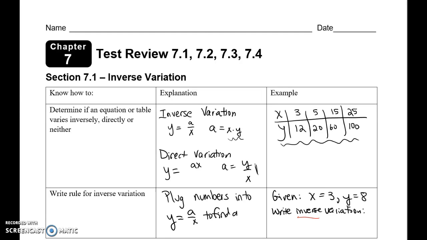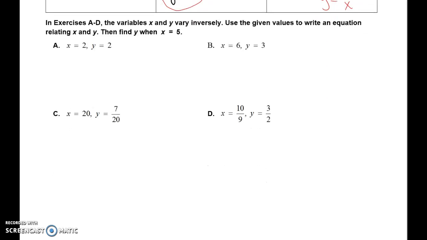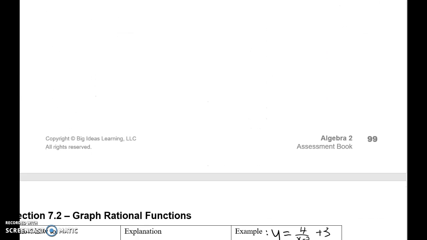Next, write the inverse equation. We have y equals a over x, so plug in y and x, solve for a, and then be sure to rewrite your equation as y equals whatever number you get for a over x. We'll try the practice problems in class.